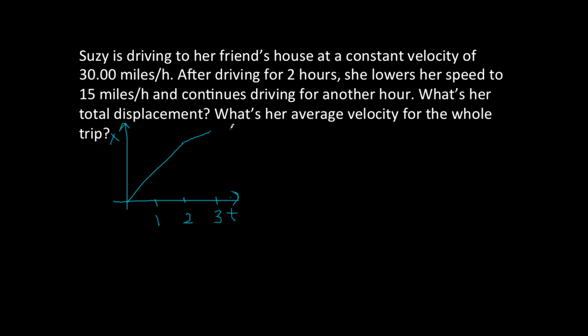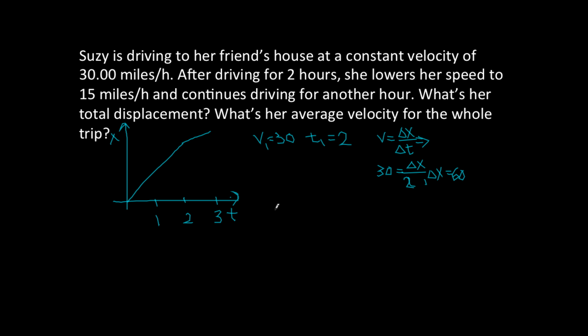And to find her total displacement and her average velocity, let's split this problem into 2 separate scenarios. So let's call the first speed v1, and that's when she's driving 30 miles an hour. So v1 is equal to 30, and t1 is equal to 2 because she drives at 30 miles per hour for 2 hours. So velocity is equal to delta x over delta t. So 30 is equal to delta x over 2. So delta x is 60.